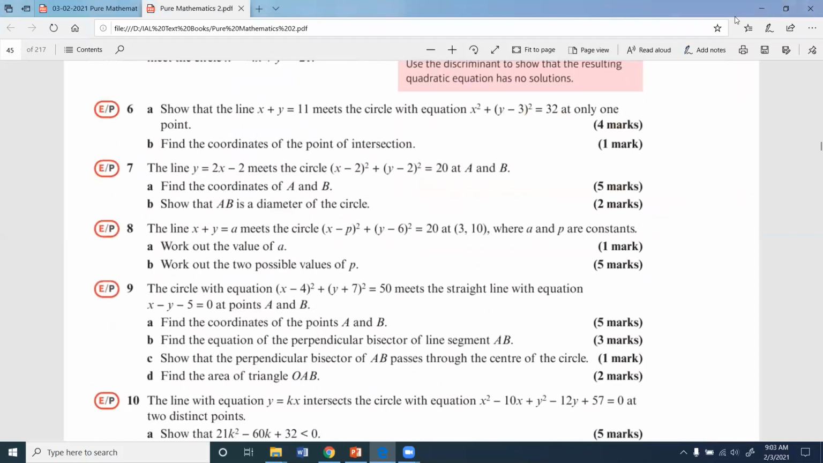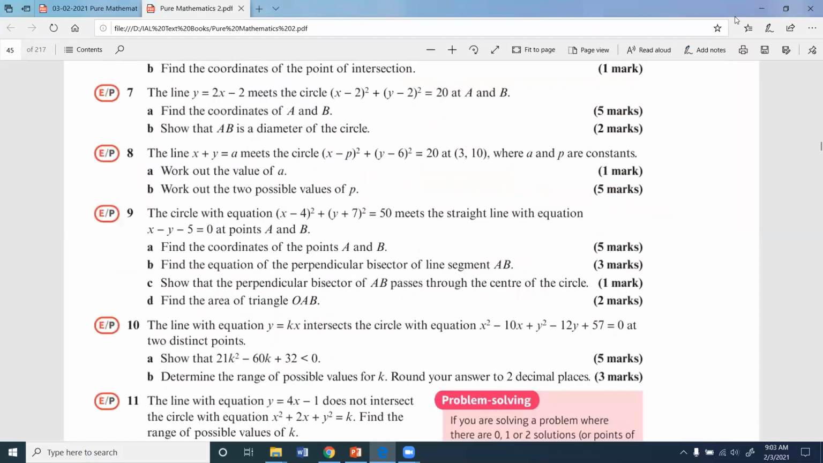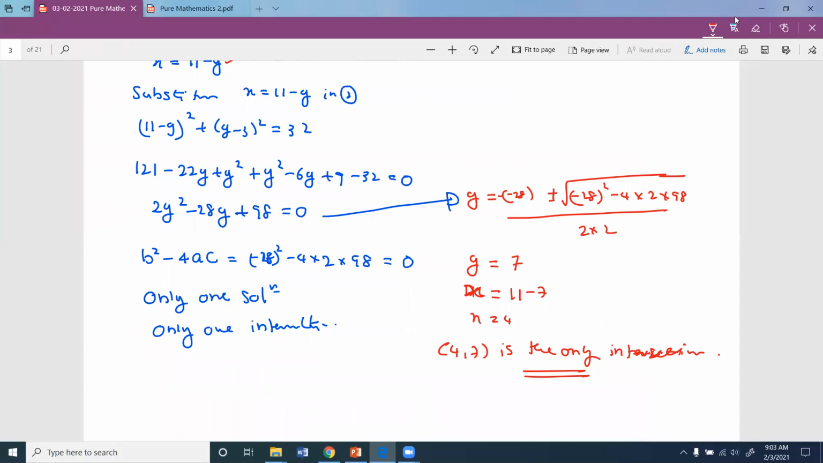Okay. Right. Then they mention here the line x plus y equals a meets the circle x minus p squared plus y minus 6 squared at (3, 10), where a and p are constants. Work out the value of a and work out the two possible values of p. Right. Okay, let's go ahead with that. So they mention it meets at (3, 10).